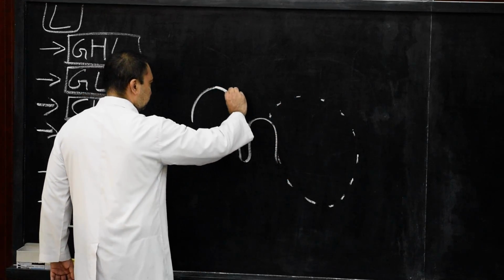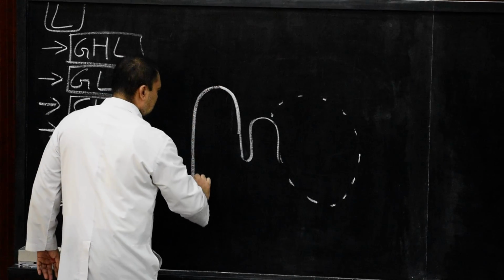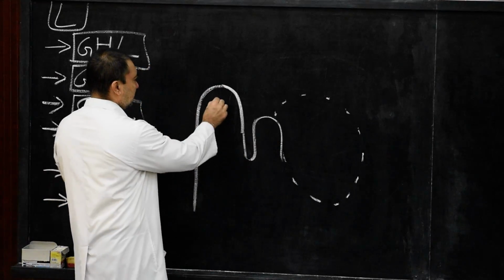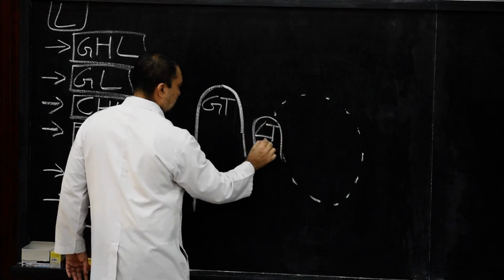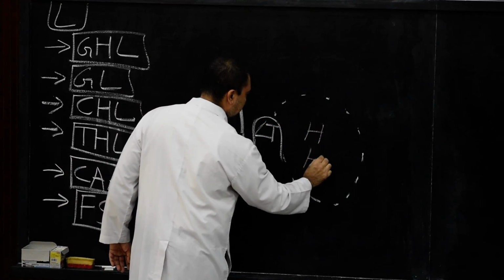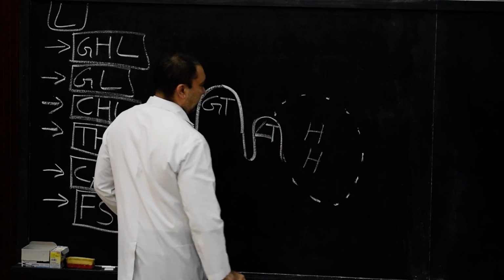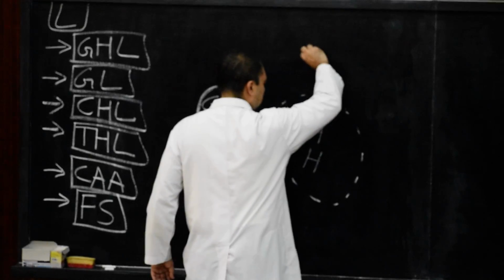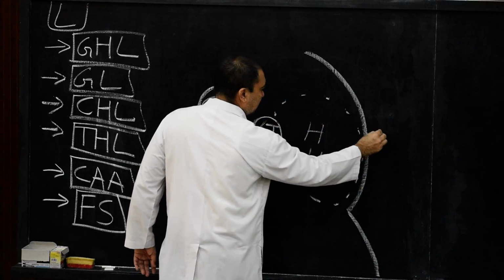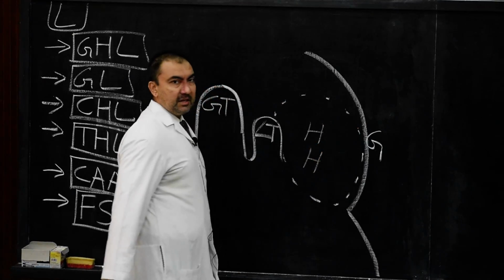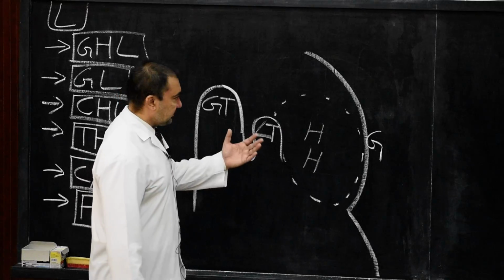So here, this is how we draw the greater tubercle, lesser tubercle. Of course, this will be the head of the humerus. And here we are going to show the glenoidal margin, glenoid cavity, cross section.